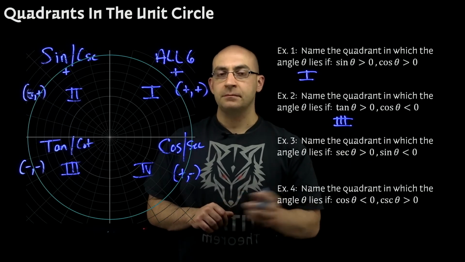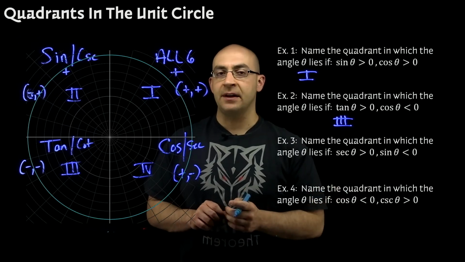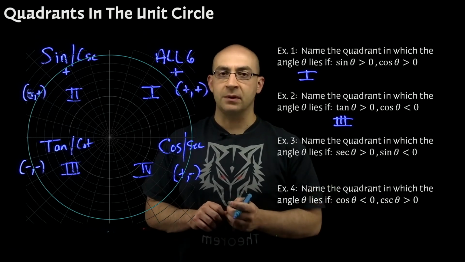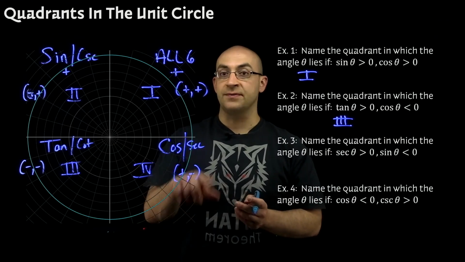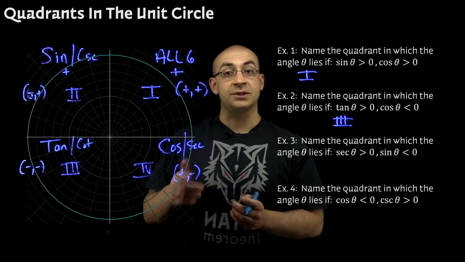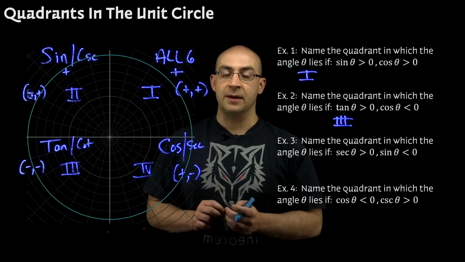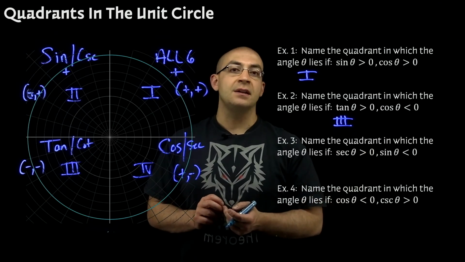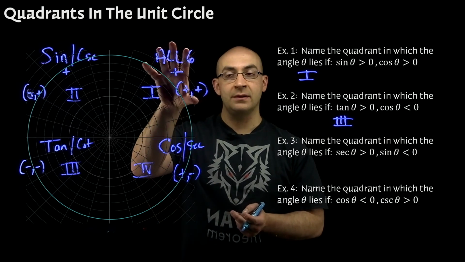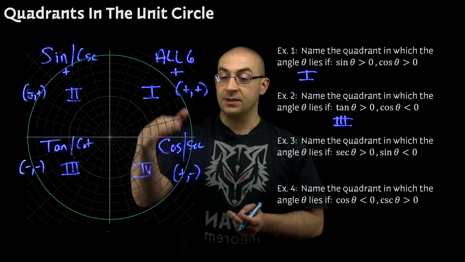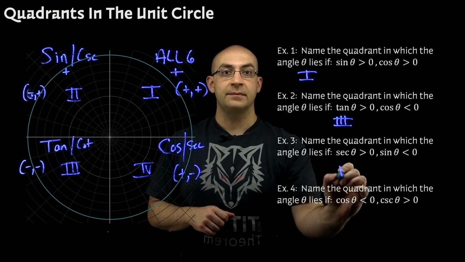Example 3. Secant of theta is greater than 0, and sine of theta is less than 0. All right, well, let's take the first one and go from there. Secant of theta is greater than 0, or positive, in quadrant 4 or quadrant 1. So it's either 4 or 1. The second part of this problem is going to tell us which one it is, though, because it says sine of theta is less than 0, meaning it's negative. So it can't be in quadrant 1. It's got to be in quadrant 4, because sine of theta is negative in that section. So we have a 4 here.